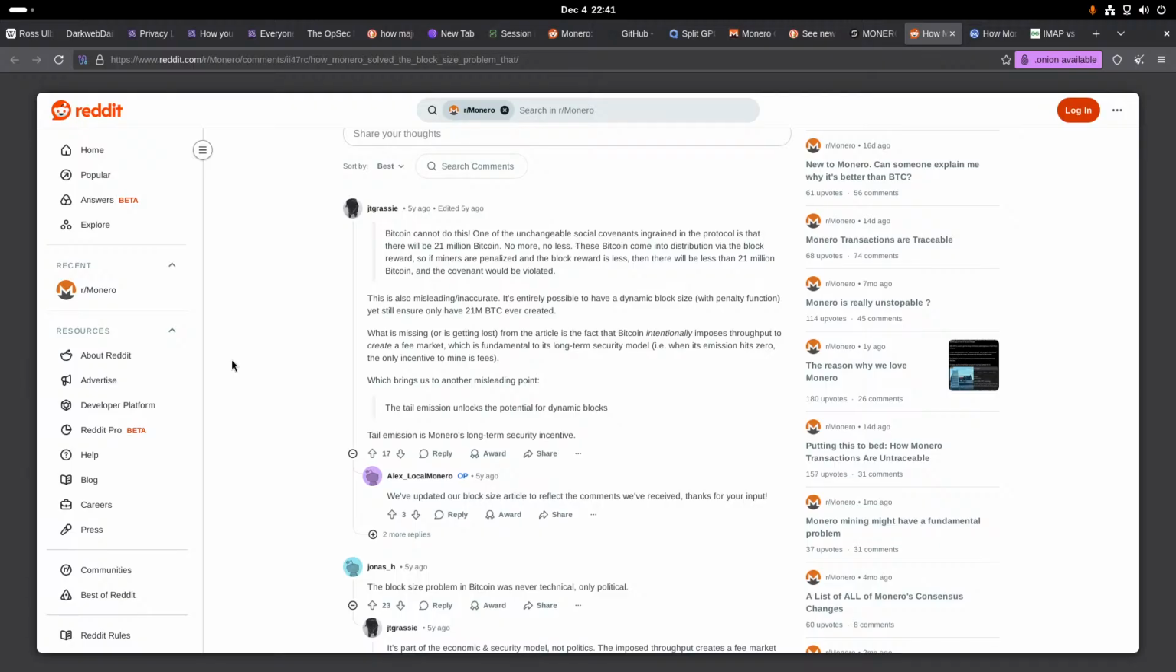We've updated our block size article to reflect the comments we've received. Thank you for the input.